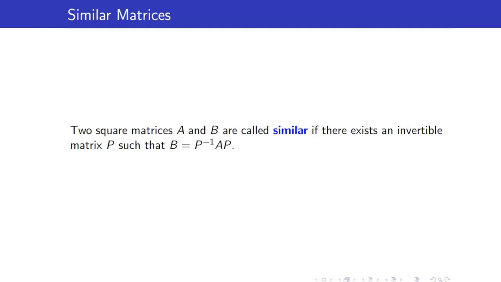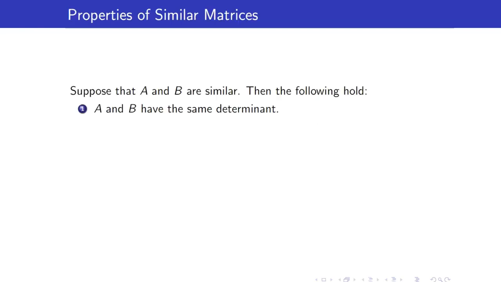Why are we interested in similar matrices? Well, it turns out that similar matrices share a lot of properties. Some of these properties include the following. First, similar matrices have the same determinant.